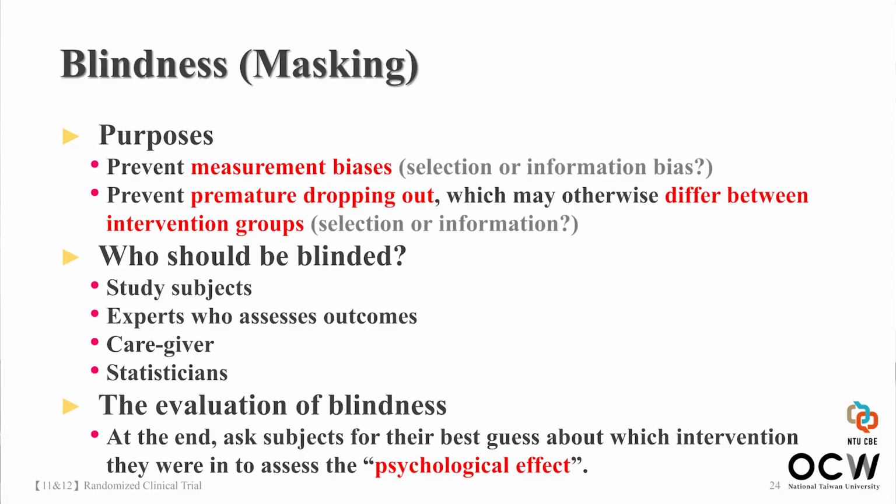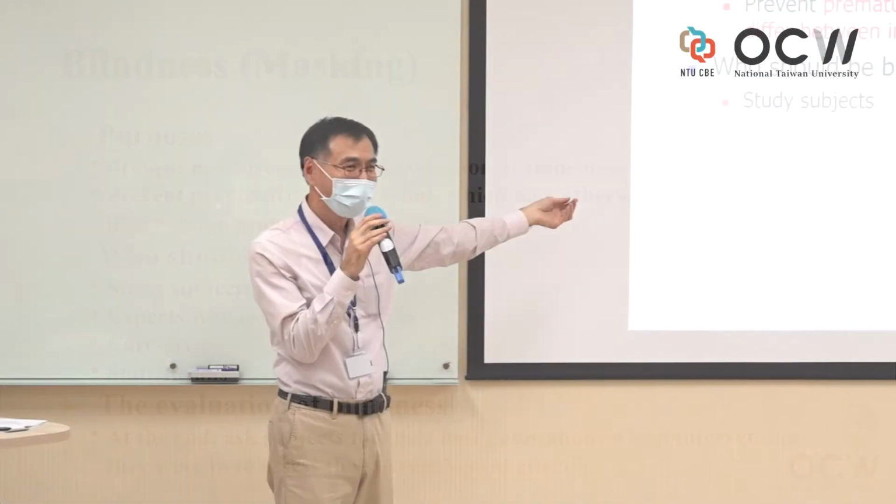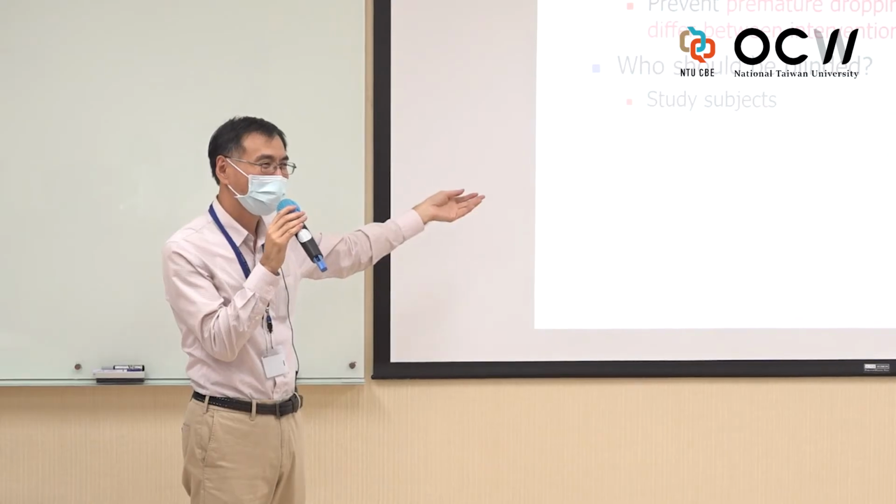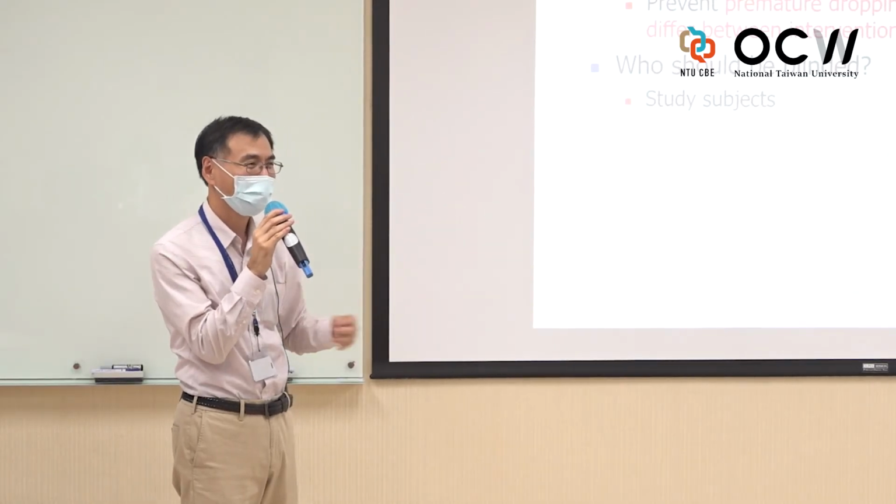So who could be blind? Everybody could be blind, right? But the study subject has to be blind. They have to be blind, okay? If they know something or they were hinted about something, then everything could be changed, right?